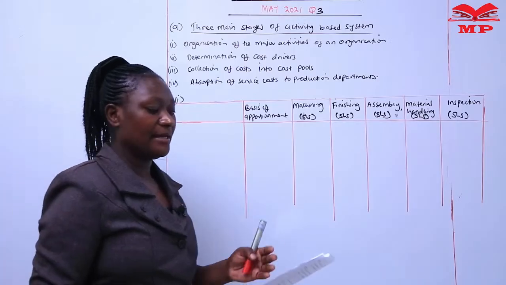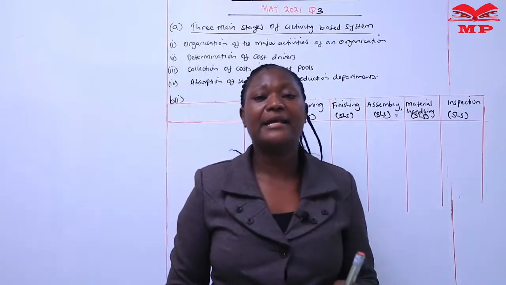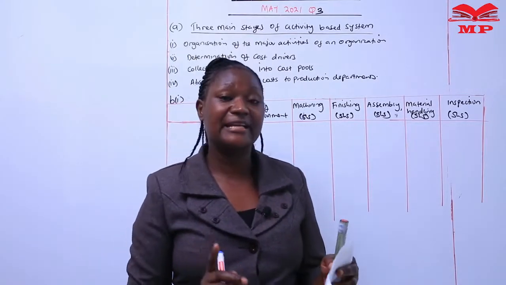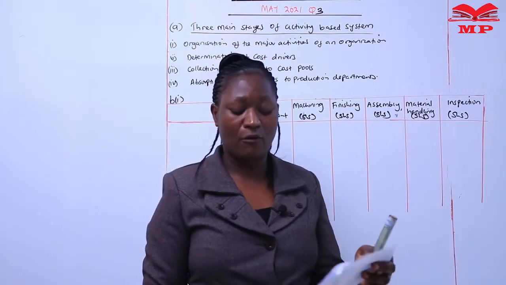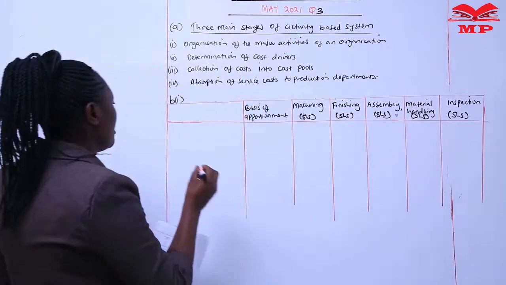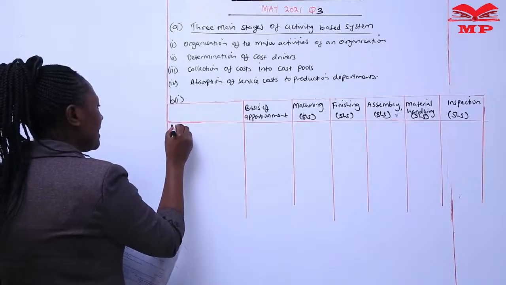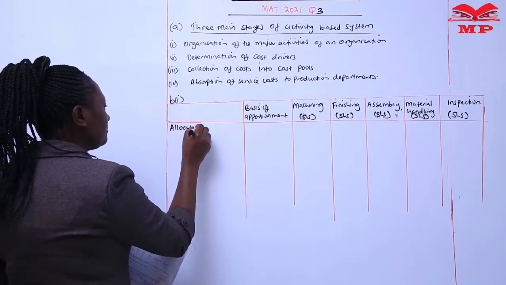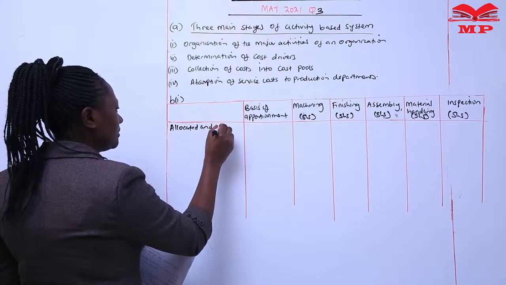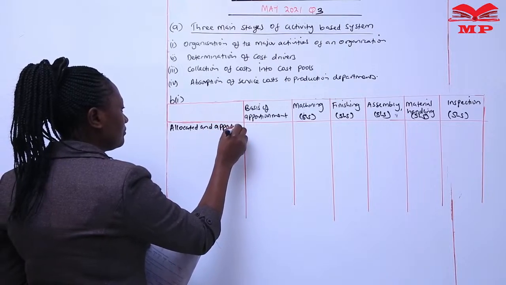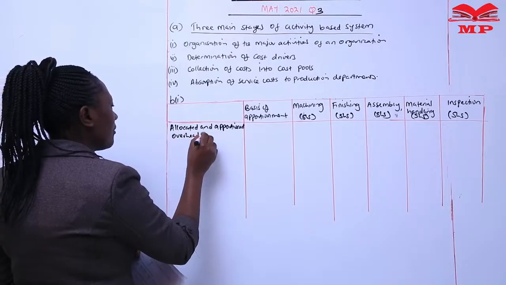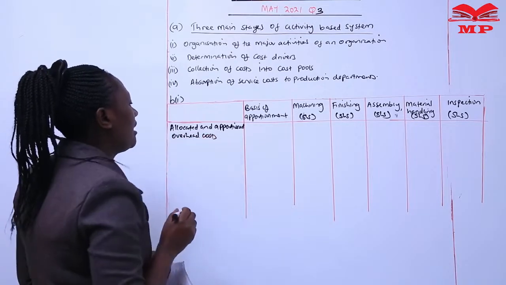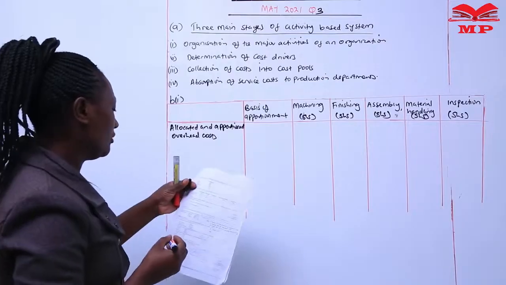So we need to identify the allocated and apportioned overheads which are given in the question. We have a note, the following are overhead costs. So we have allocated and apportioned overhead costs.